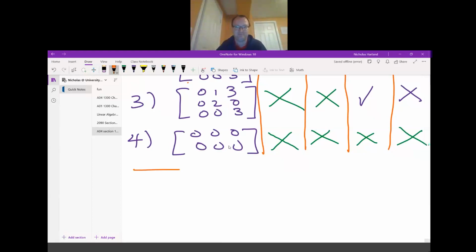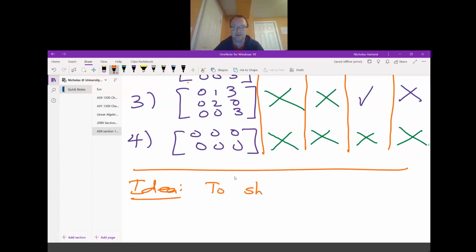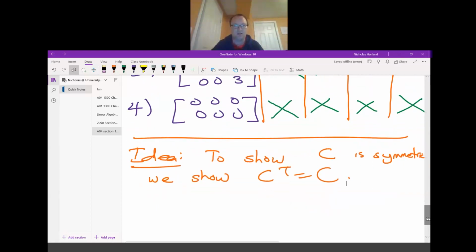All right, so just in terms of idea, let's stick with the idea to show, if we want to show C is symmetric, how could we show C is symmetric again? Just in terms of how do we show something symmetric? All right, show C transpose is equal to C, starting with the more complicated side. Beautiful.